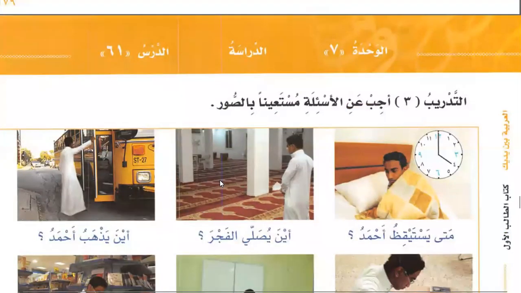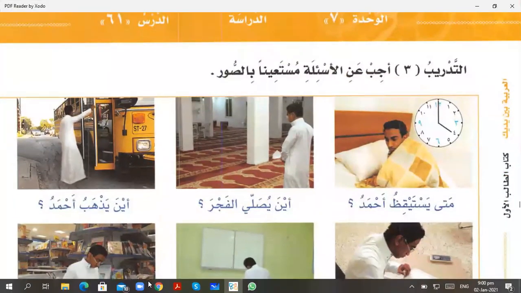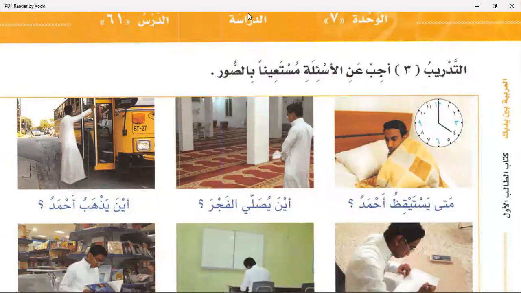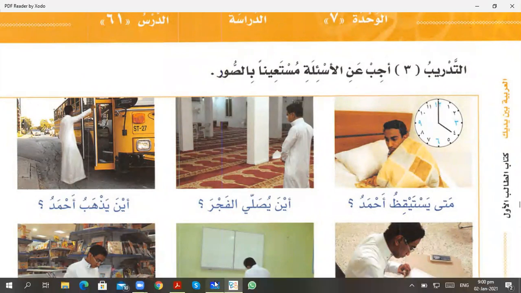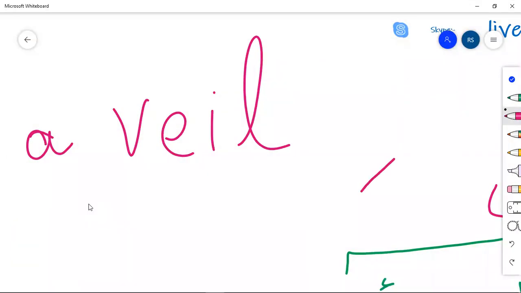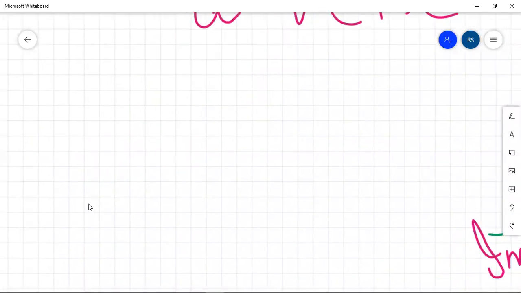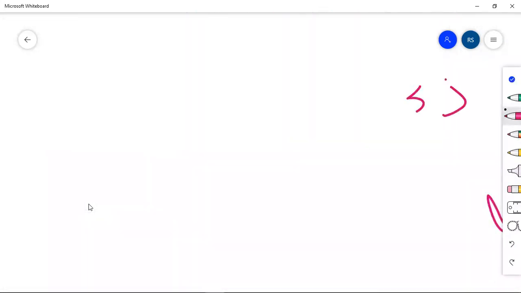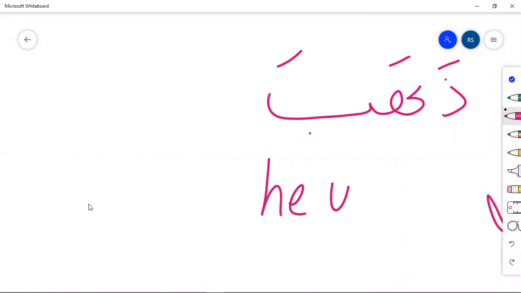Next time, shall I start at the Dars Thalith? If anyone has any questions, you can ask me. Teacher, I have a question. Yes. Zahaba, if you want to make it present, how do you form it? Zahaba is already past. Zahaba means he went.